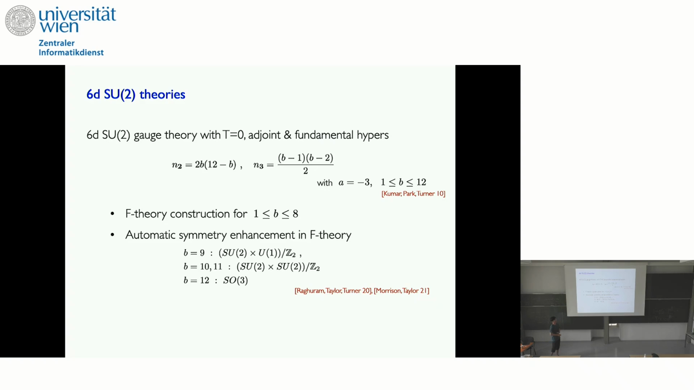However, if B is greater than A, actually this paper tells us that in geometry, we have automatic gauge symmetry enhancement from SU2 to SU2 times U1 mod G2, or SU2 times SU2 mod G2, or SO3 for B equal 9, 10, 11, and 12 cases respectively. Okay? So maybe it's a very interesting question whether a gauge theory coupled to supergravity having precisely SU2 gauge group with this number of hypermultiplets belongs to the Swampland or not. Okay? That is still an open question.